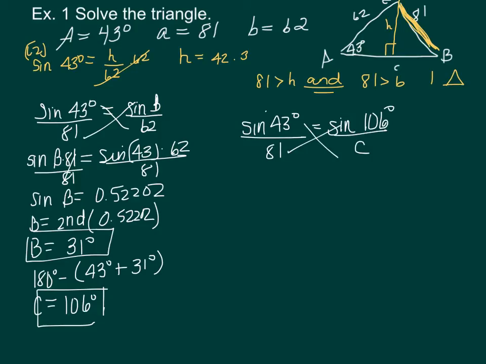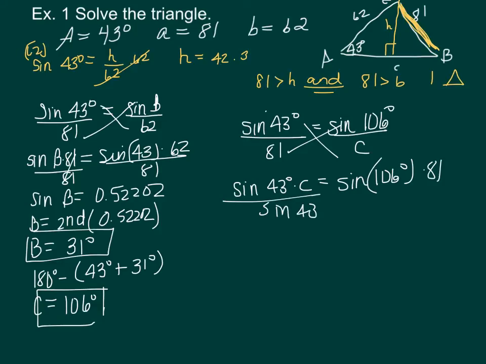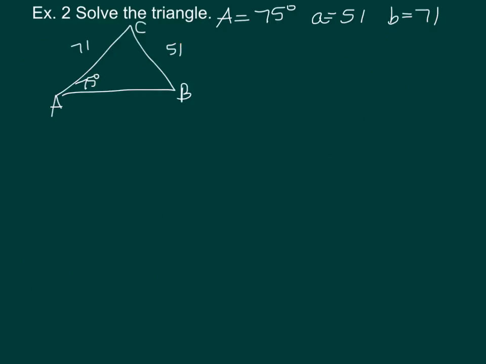You cross multiply. Make sure every time you put in your sine value, you close the parentheses, divide, and you should get little c is 114.2.